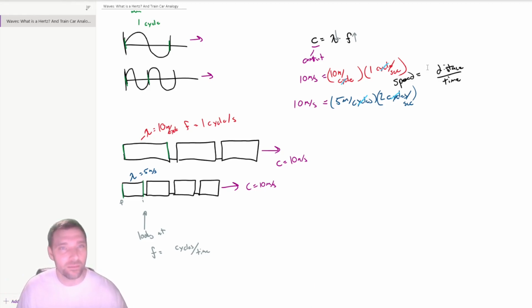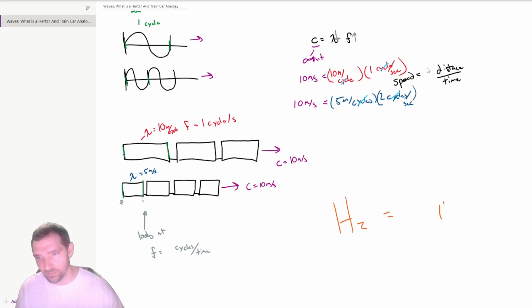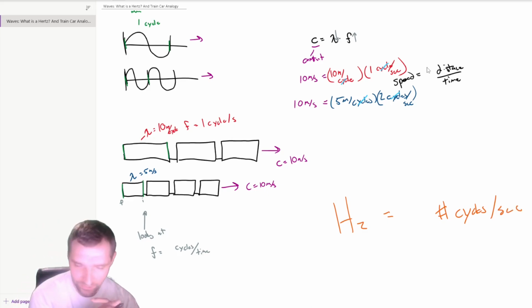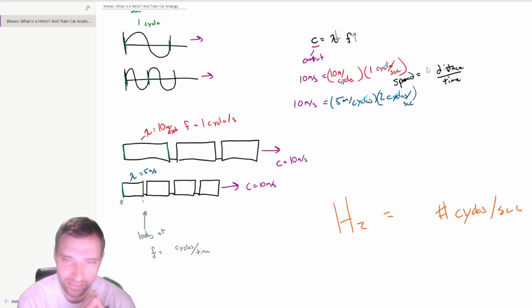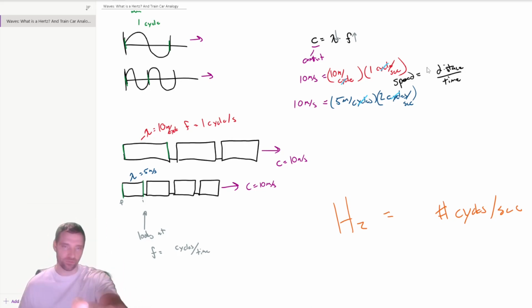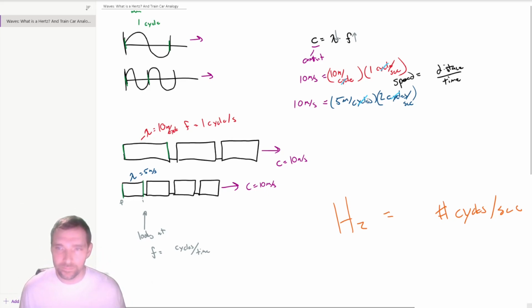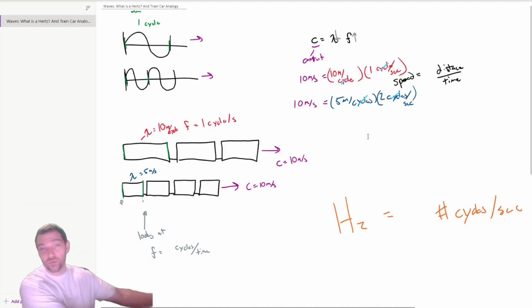So when we're talking about a hertz, it is just the number of cycles per second. So if you've got a hertz of like 10 hertz, that means you're getting 10 of these waves going by every second. If you're a fixed observer at a fixed point, you're seeing 10 of these go by. So you can imagine how this then relates to waves.